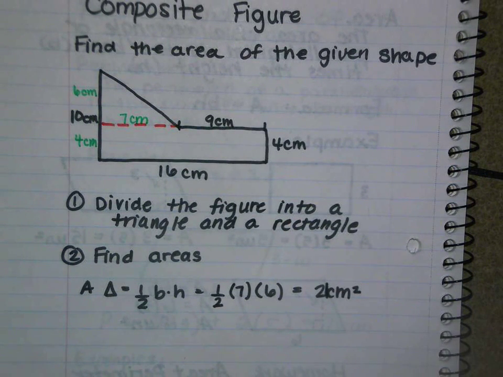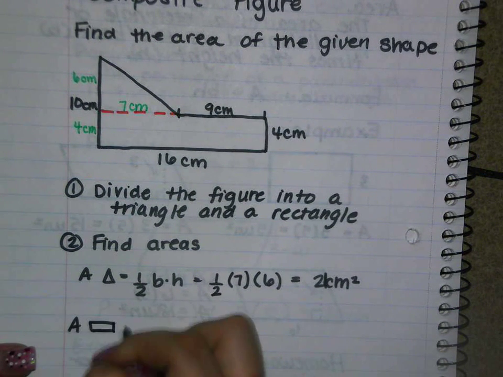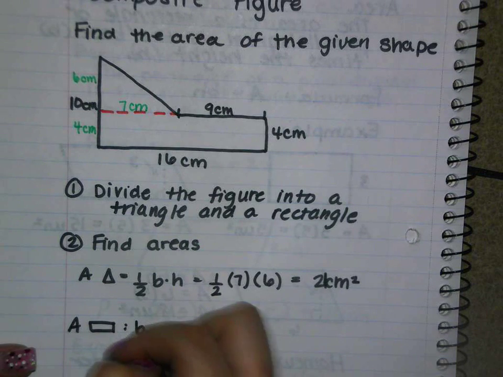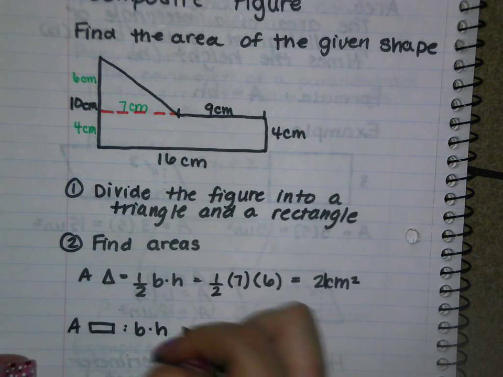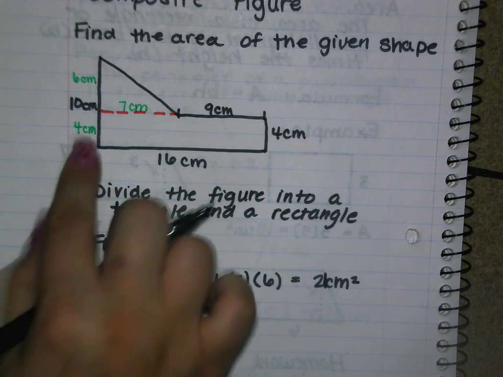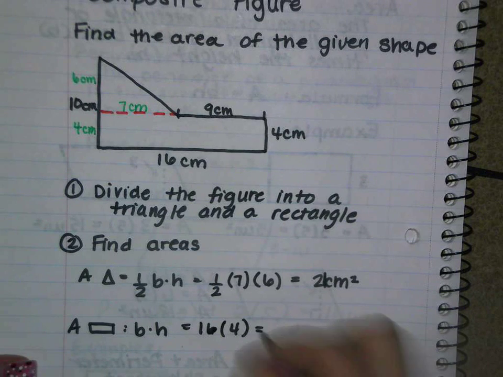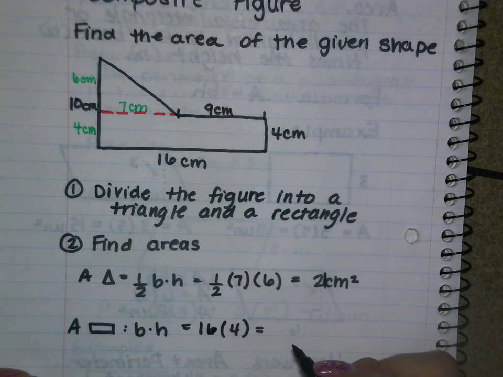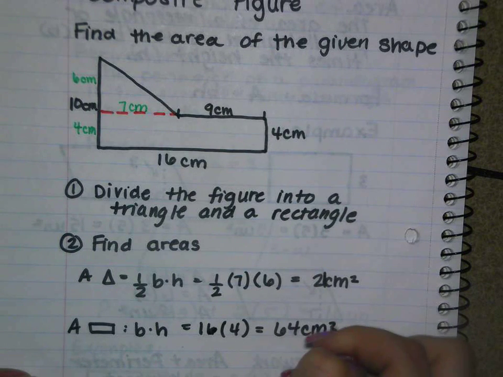Okay, so we do all the calculations. Then we're going to find the area of the rectangle, and remember that's just base times height. When we look here, we have a base of 16 and a height of 4. We're going to multiply those together, and we are going to get 64 centimeters squared.